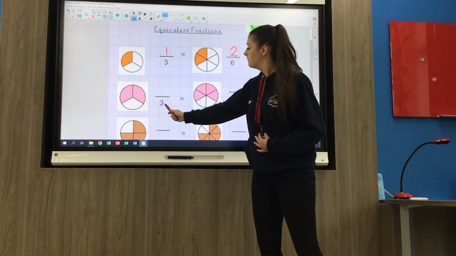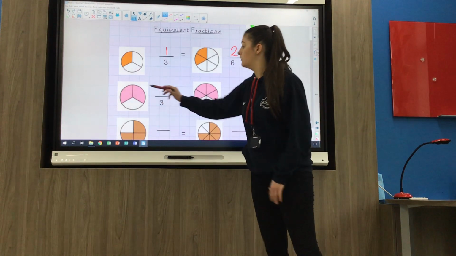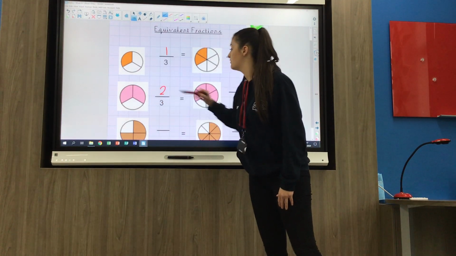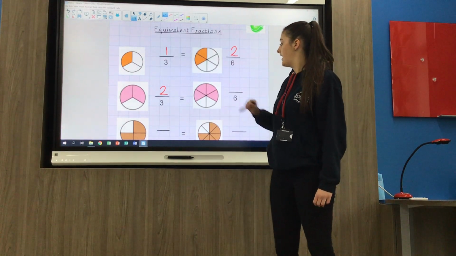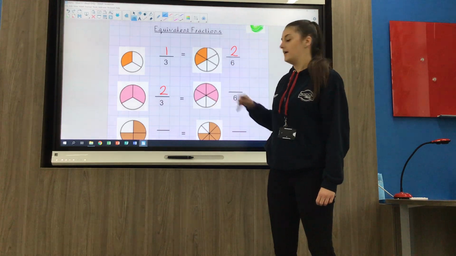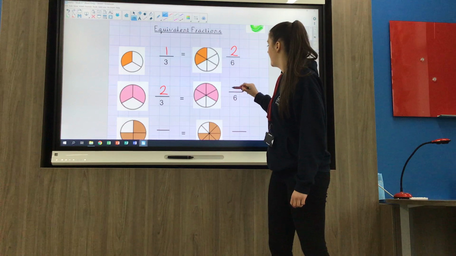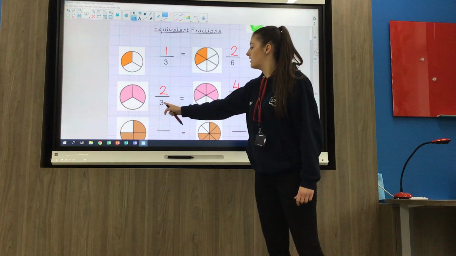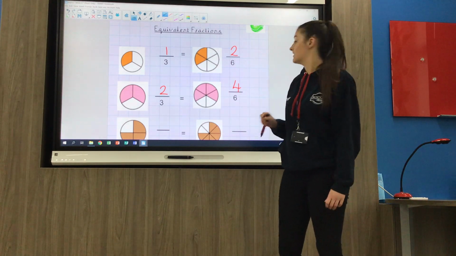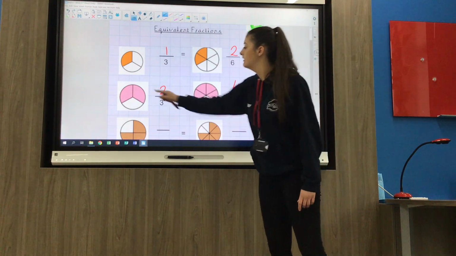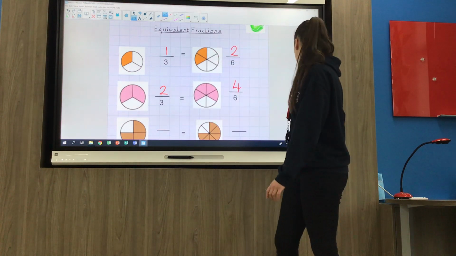This one, 3 equal parts. How many parts have been shaded in for my numerator? 1, 2. 2 thirds. Here, I've got 6 equal parts all the way around. How many parts have I got for my numerator? 1, 2, 3, 4. So it's telling me that 2 thirds is equivalent to, it's the same as, 4 sixths. And if you take these lines away again, you can see it covers the same amount of that shape.